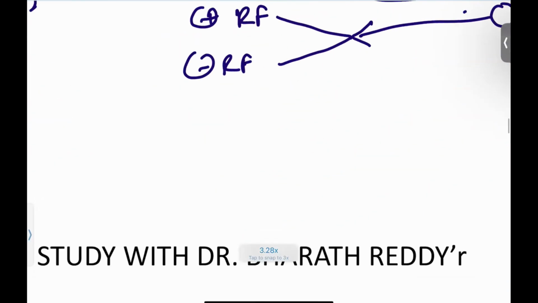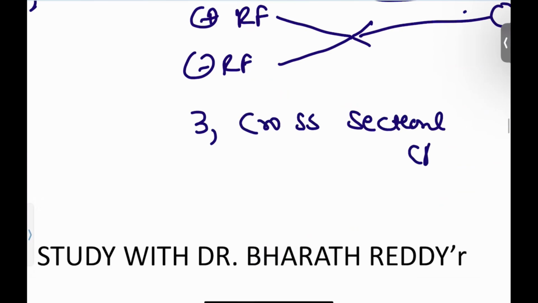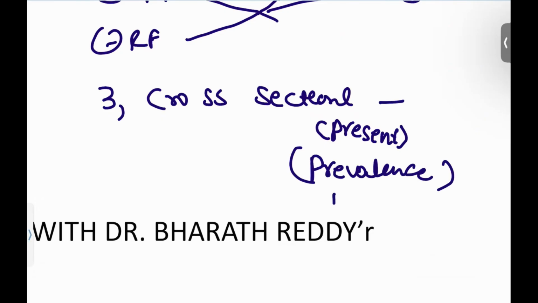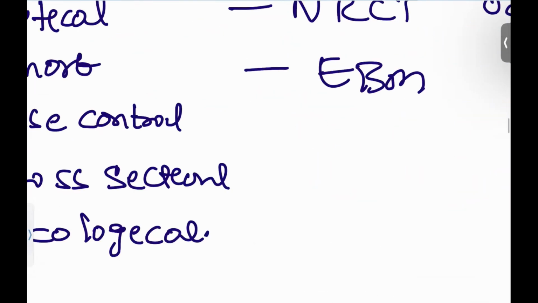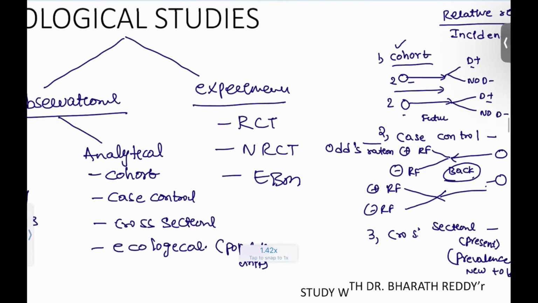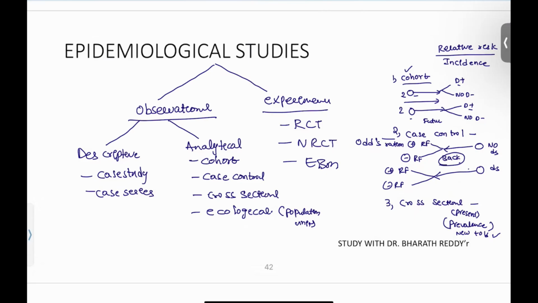Next, the third one is the cross-section. Cross-section is done in the present only. For this, we look at the present population only, and we are going to look for the prevalence. Prevalence is always the new cases plus the old cases, right? This is what the cross-section is. And ecological is also in the present, but they have the population as a unit. Population will work as a unit. So these are the epidemiological studies.